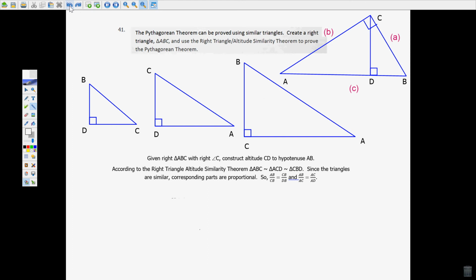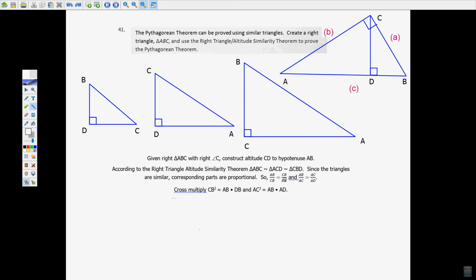Since the triangles are similar, remember what similar means. Corresponding parts are proportional. So AB over CB in this triangle is equal to CB over DB in the smaller triangle, and AB over AC in the larger triangle is equal to AC over AD in the medium-sized triangle. So the corresponding sides are proportional.